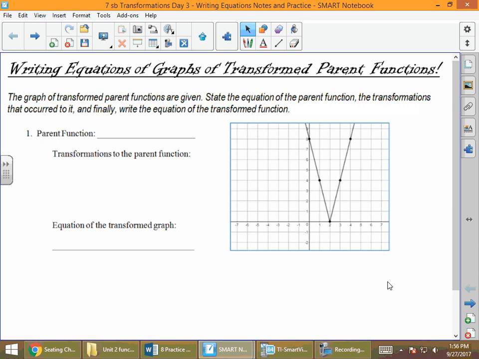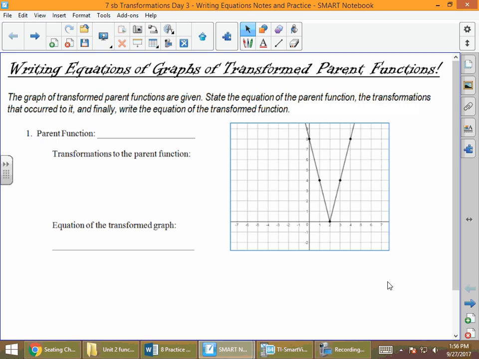We're going to talk about writing equations of graphs of transformed parent functions. And it really fits into the theme of the week, which is, can we identify the transformations so that we can write the equation? And today, what we have is a picture of a graph where we have to identify the transformation instead of the equation where we have to identify the transformation.